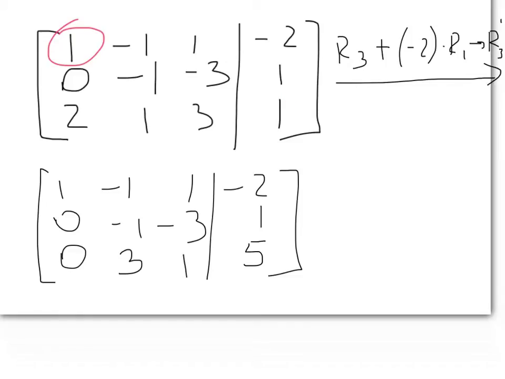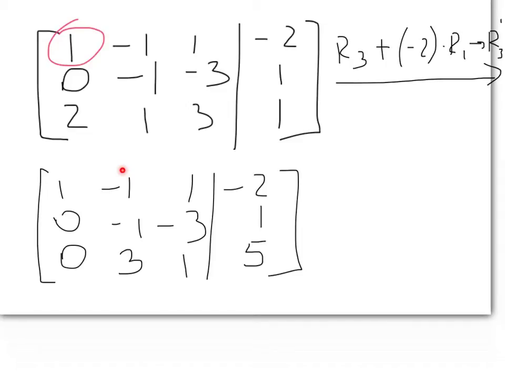Are you done with the first column? Yes, you are, because you have your 1 and you have your zeros. So you're done with the first column. The instructions for Gauss-Jordan say work column by column, starting from the left. Once you're done, move to the next one. You're done with the first column. Let's move to the second column.